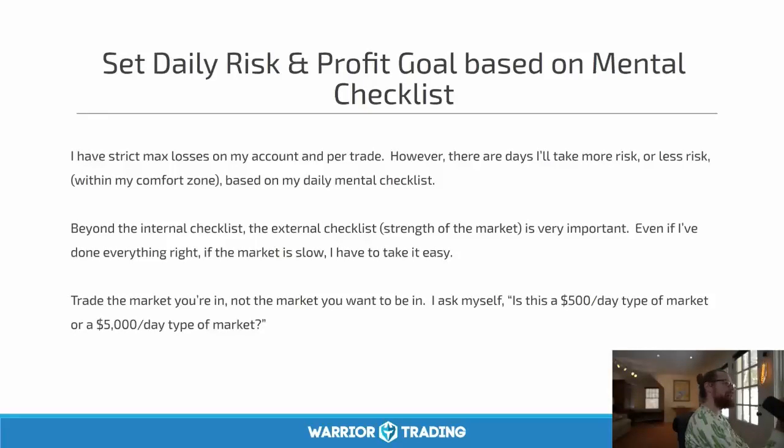Today, I was actually down $25,000 at one point before finishing up as much as I am. So, I increased my max loss on the day to allow myself to be down 25 grand and continue trading in this market. That made sense. So I asked myself, is this a $500 a day market or a $5,000 a day market? And sometimes it's, is this a $5,000 a day market or a $25,000 a day market? And right now it seems like we're in more of the $25,000 a day type of market.